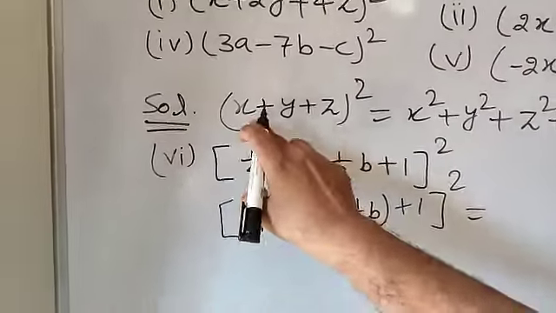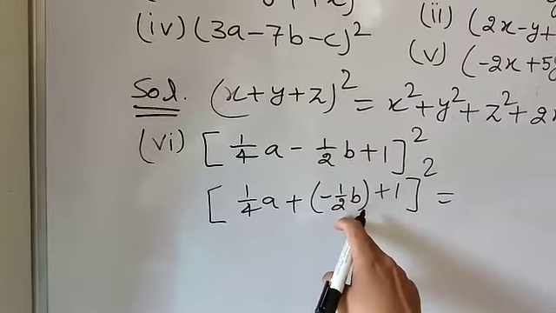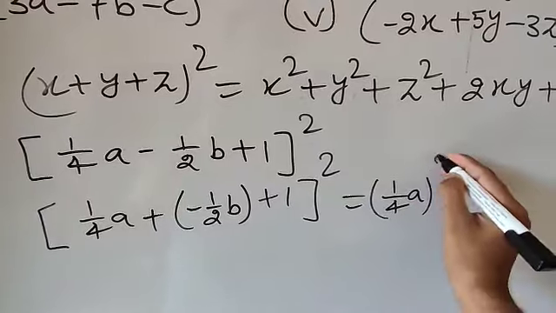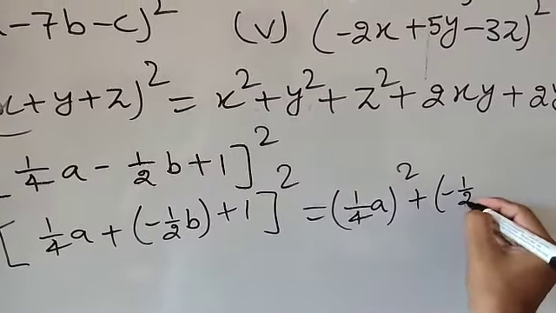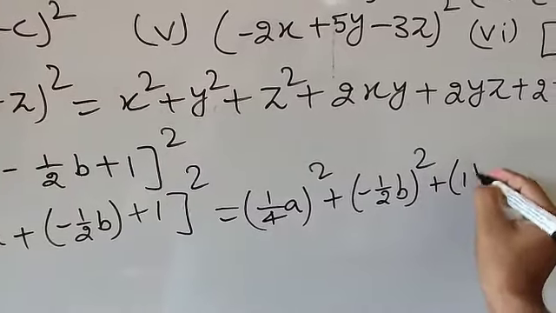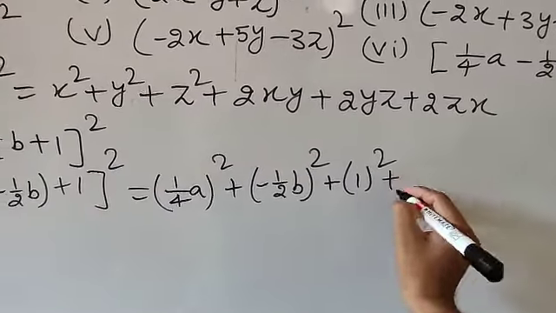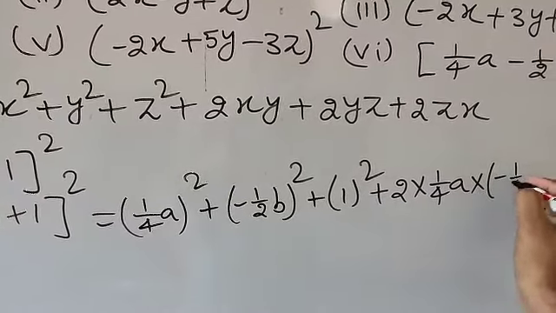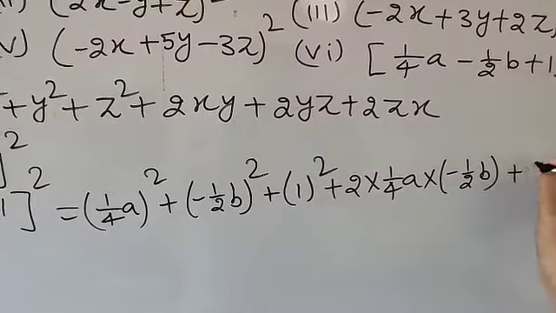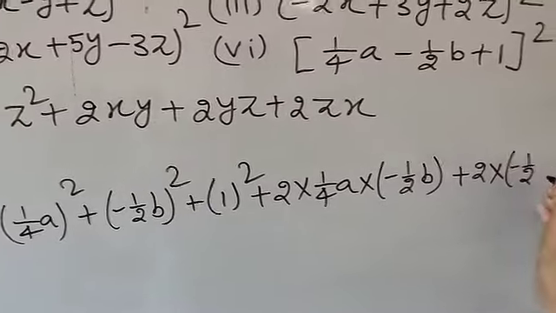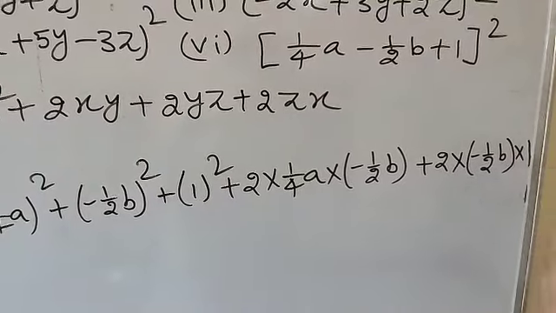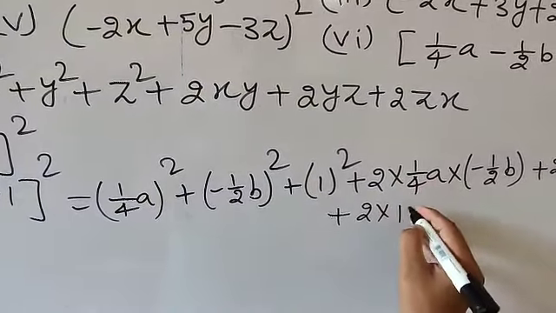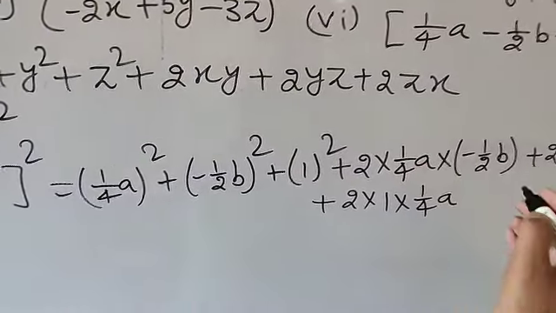Now at the place of x, 1 by 4a; y is minus 1 by 2b; and z here is 1. So x square will be 1 by 4a square, plus y square, so plus minus 1 by 2b square, plus z square, so plus 1 square. Now plus 2xy, so plus 2 into 1 by 4a into y, y value is here minus 1 by 2b, plus 2yz, so plus 2 into minus 1 by 2b into z is 1 here, plus 2zx, so plus 2 into z, z is 1, into x, that will be 1 by 4a.